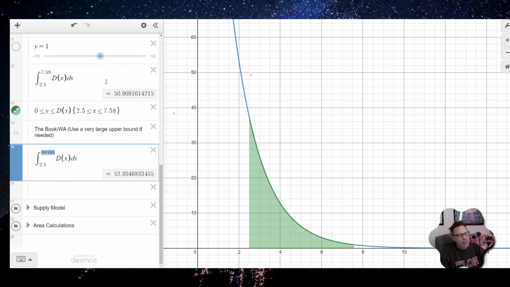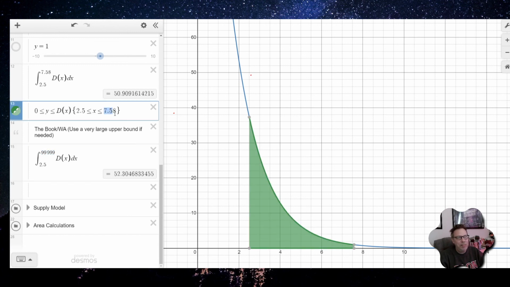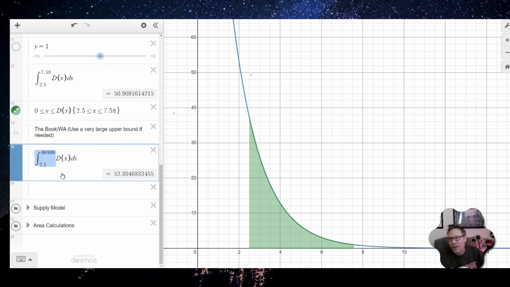But you can see that the numbers aren't that far off. It's your interpretation of this. But the book doesn't go through the extra step of getting the 7.58. They tend to look at the complete area to the right.